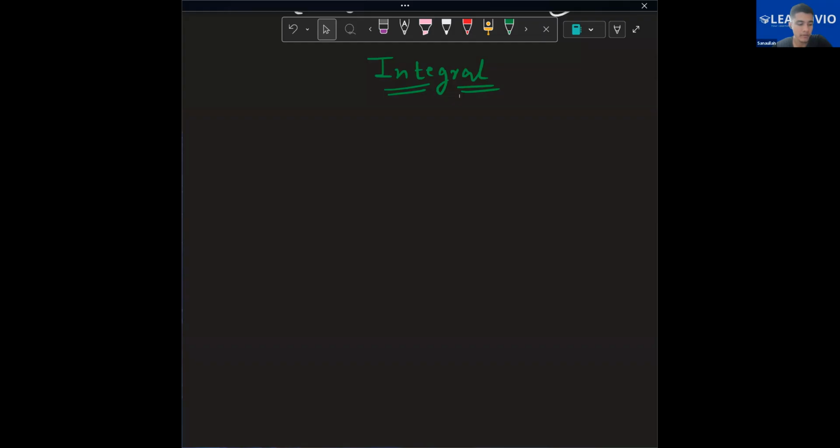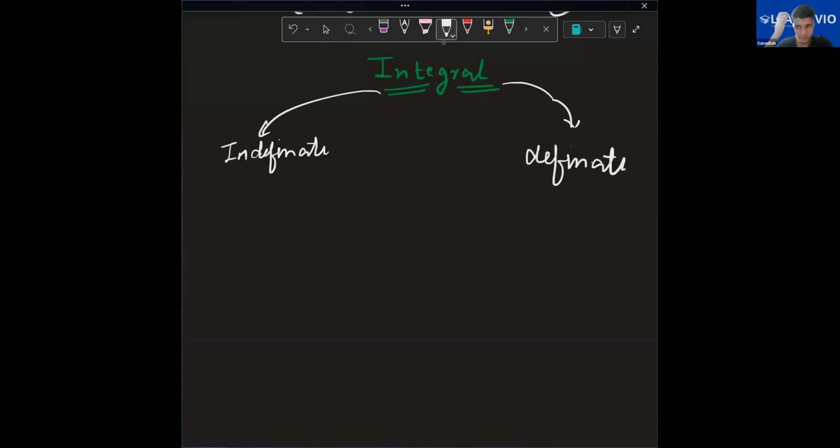What do you know about definite and indefinite integral? There are two types of integrals. One is indefinite and one is definite. Tell me what is the difference? Definite has limits, like upper limit and lower limit, and indefinite doesn't have limits.